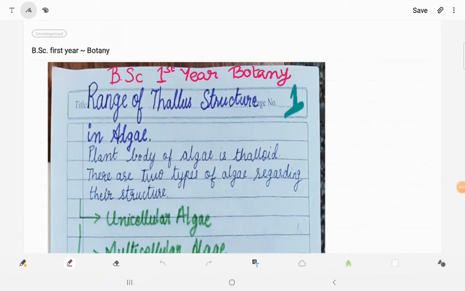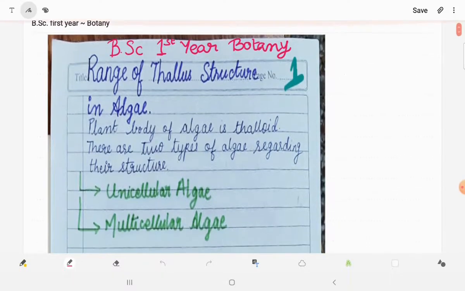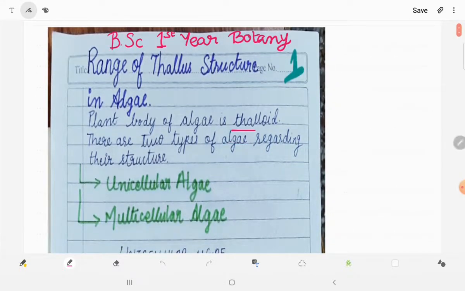Hello students, let us start with a fresh topic of range of thallus structure in algae of BSc first year botany. Plant body of algae is thalloid. It means the plant body is not differentiated into true leaves, stem and roots. There are two types of algae regarding their structure, unicellular algae and multicellular algae.